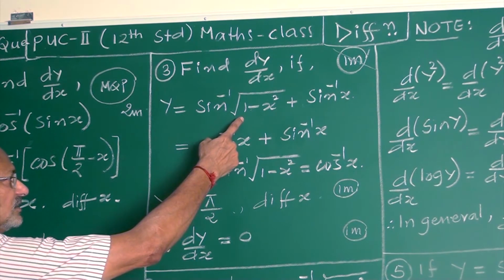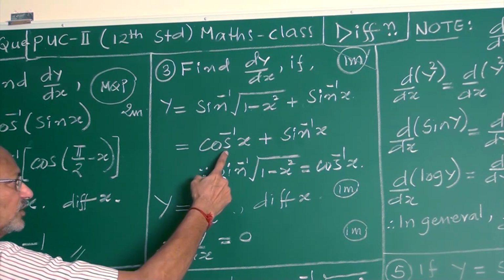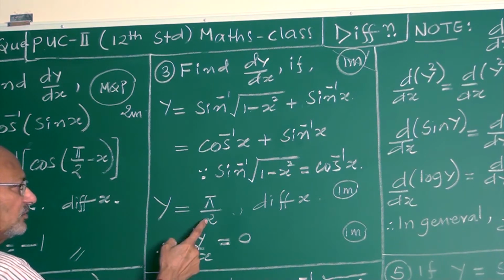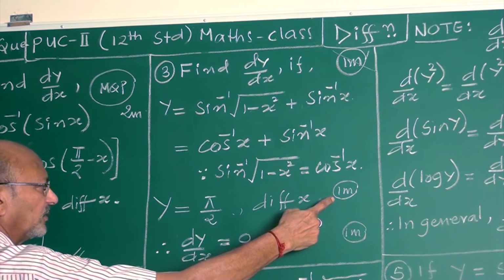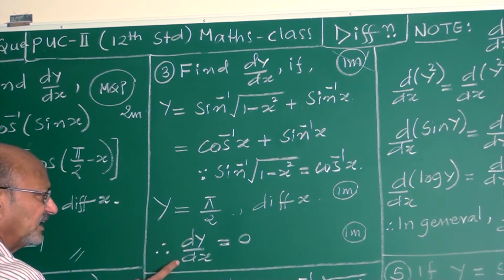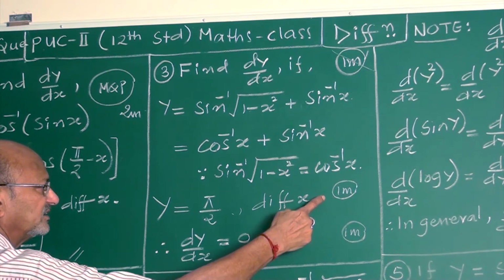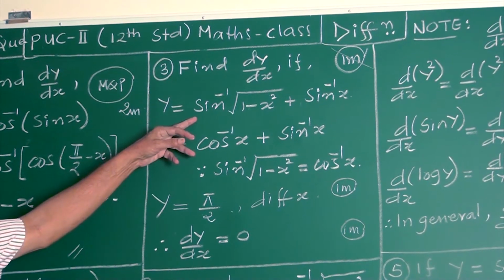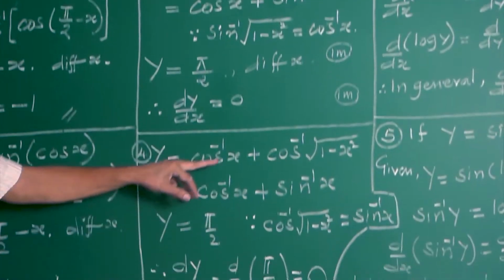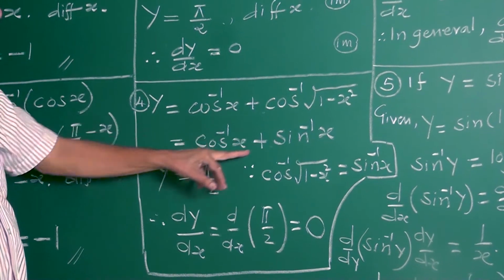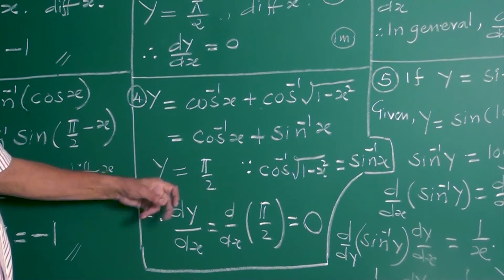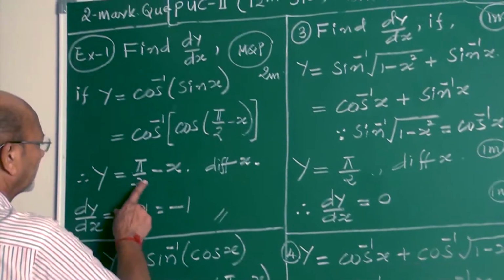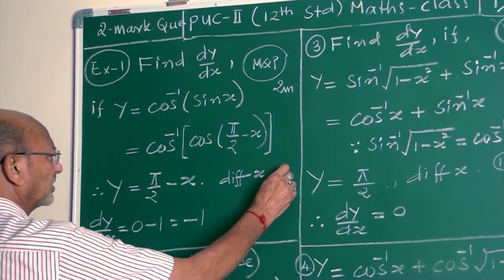Making use of what? Sine inverse root 1 minus x square equals cos inverse x. Cos inverse x plus sine inverse x is pi by 2. If you write this correctly, you get 1 mark. Then writing its derivative correctly, you get another mark. It is a 1 plus 1, 2 mark question. Same here. It is both sine, both cos inverse root. Substitute pi by 2, a constant, derivative 0. Even in this case, my friends, if you write this step, you get 1 mark.